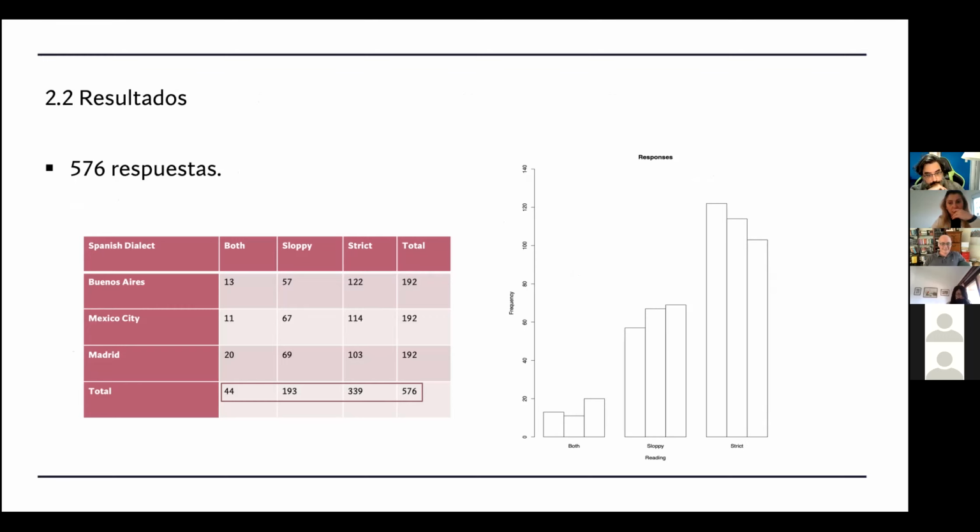Resultados. Obtuvimos 576 respuestas: 44 respuestas both, 193 respuestas sloppy, lectura imprecisa, y 339 respuestas strict, lectura estricta.